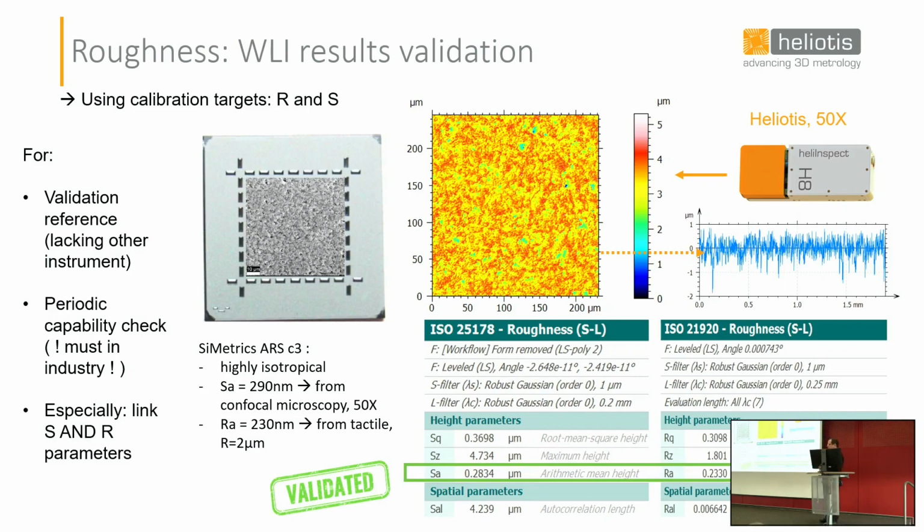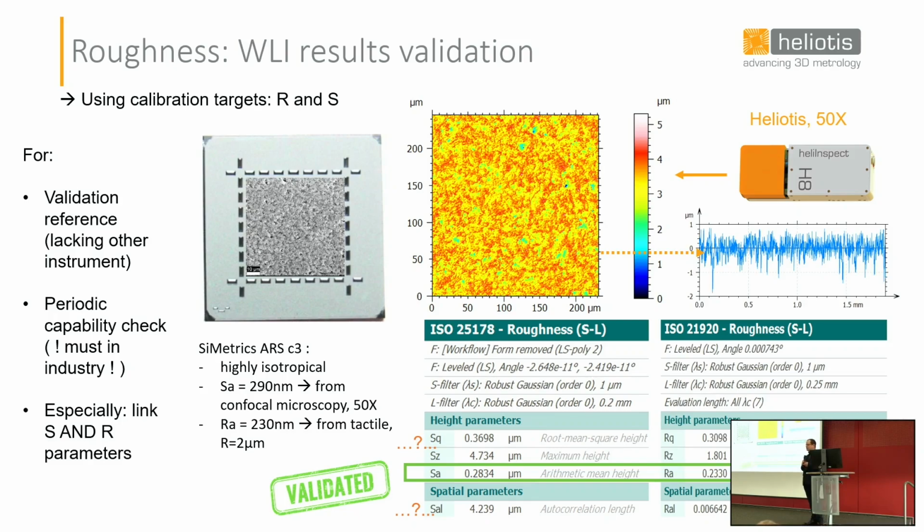That's a nice confirmation. Now to the issue. What happens with the other parameters? Because most often when you buy such an artifact, you get 2, 3, if you're lucky, maybe 4 parameters stated. The others are not. So it's really hard to verify the other roughness parameters.